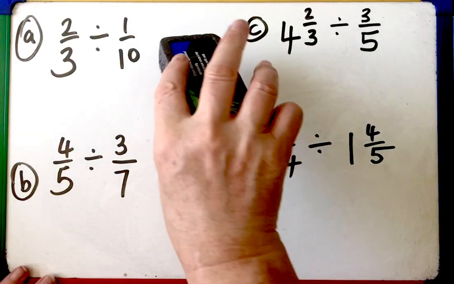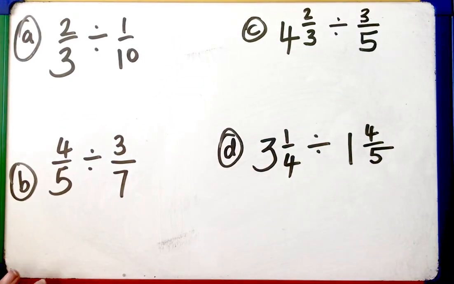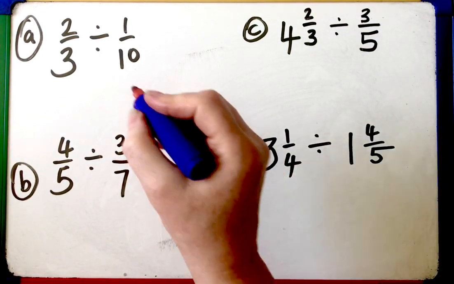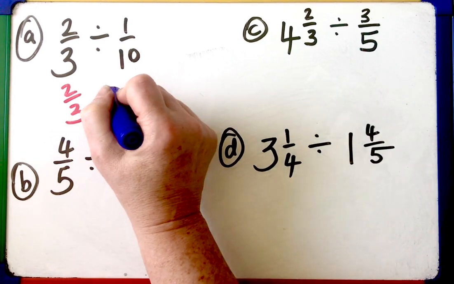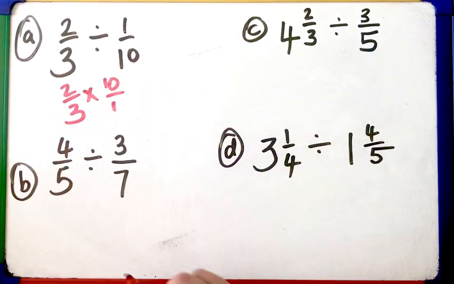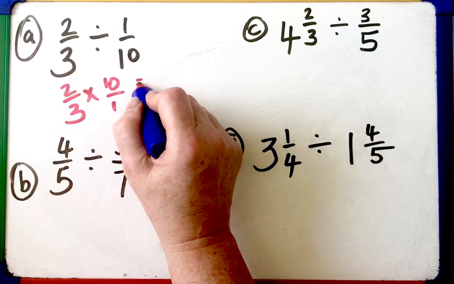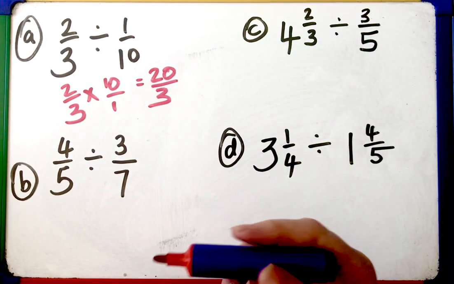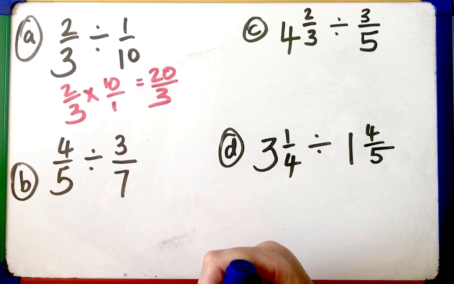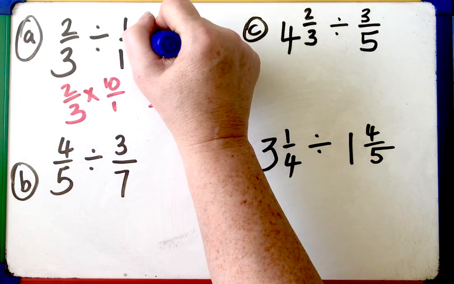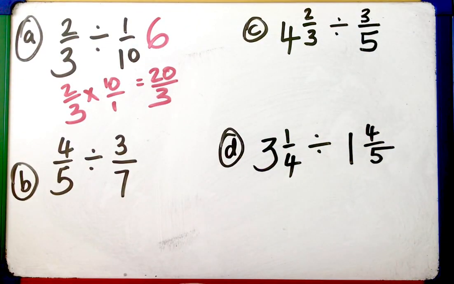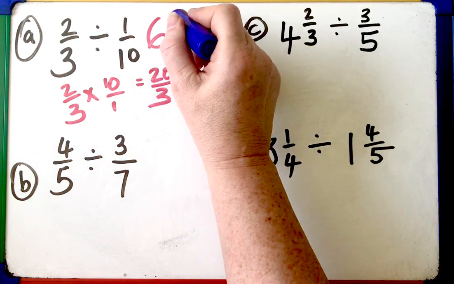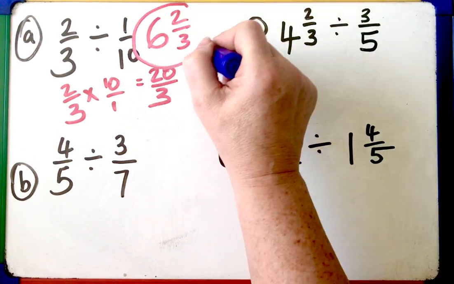Okay, so you've had a go. Let's have a look at some answers. Let's have a look at the first one. Keep it, flip it, change it. 2 times 10 is 20, 3 times 1 is 3. 3's into 20, 7 3s are 21, so it goes in 6, and 6 3s are 18, but I want 20, so 6 2/3.